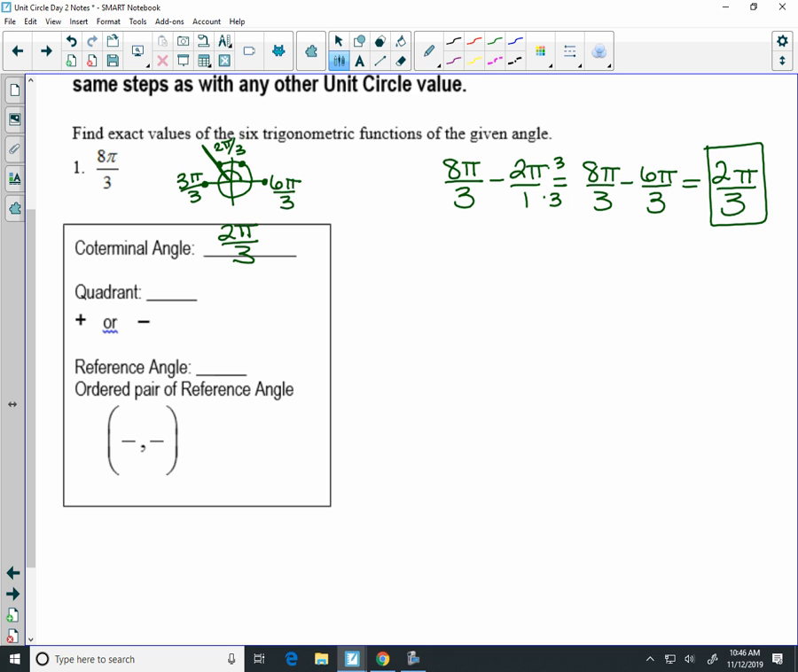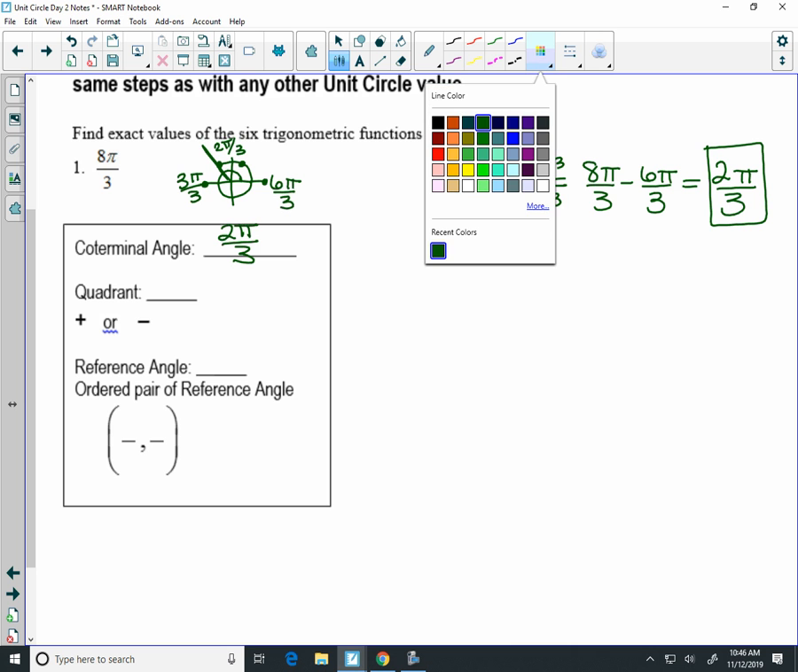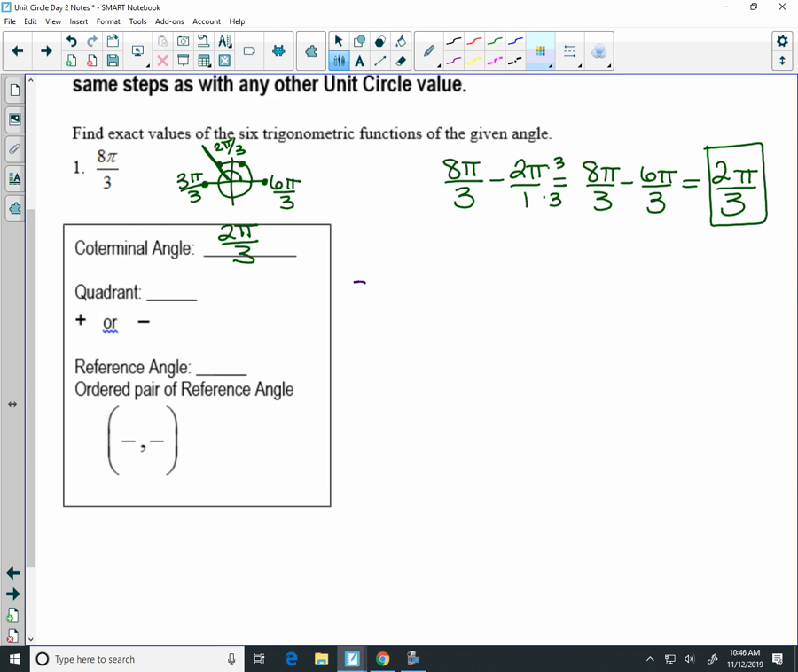And now we can do all of our sine, cosine, tangent, and the reciprocal values. So I think in your guys' packet you have these typed out because I got tired of writing them and then I didn't snag that for up here. So I'm still going to say that this is sine of 8 pi over 3 because that's what we're finding. It's just the same as sine of 2 pi over 3. So what is sine at 2 pi over 3?